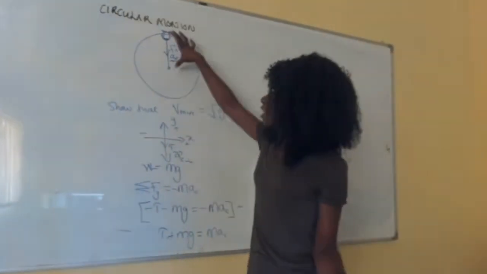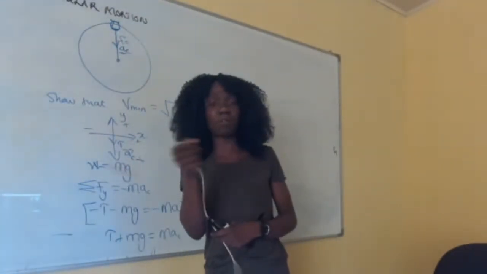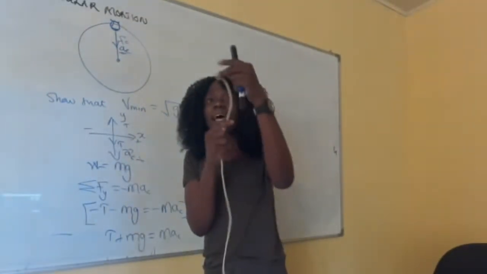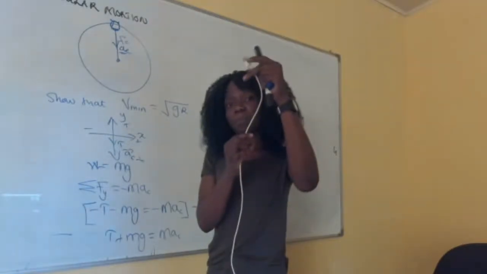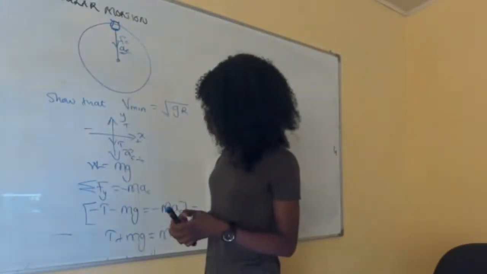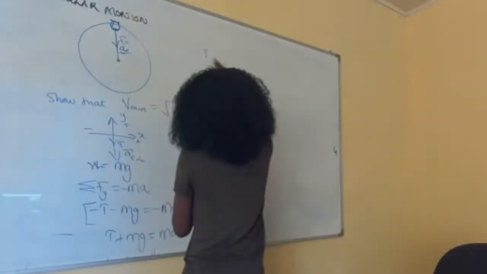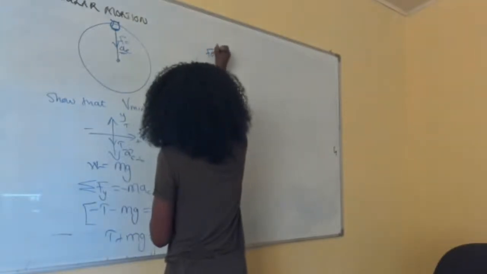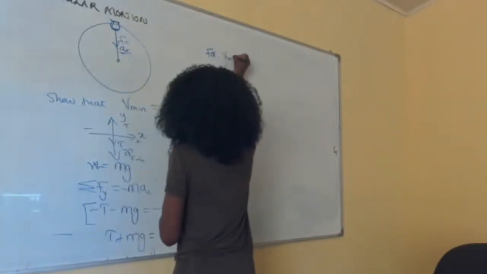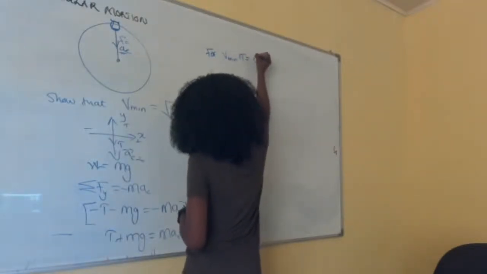That's when we can have tension here. Now for the minimum speed, meaning this thing is going very slow, very close to stopping. When it reaches the highest point there, we expect the string to just lose its tension and become 0. So we're saying for Vmin, for the minimum speed, tension is just equal to 0.